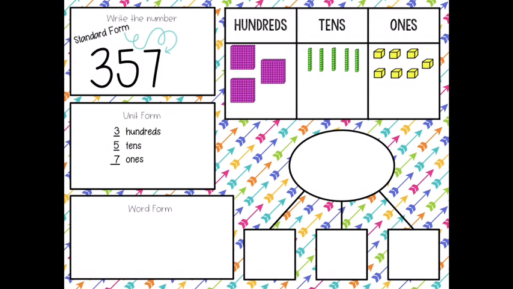Whew! So far on our board, we're showing how to write our number in 3 different ways. We're showing it in standard form, in unit form, and in place value blocks. Let's take a look at how we would write it in word form. Well, the trick here is to just read your number and write down the words that you hear. When I read the number 357, I hear the words three hundred fifty-seven. So my word form would look like this.